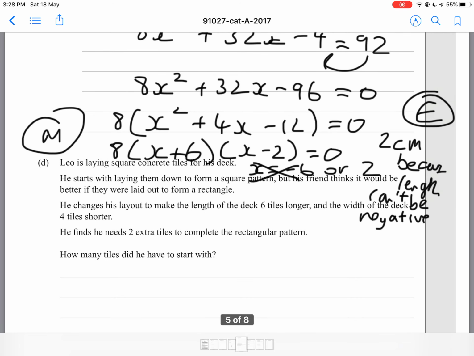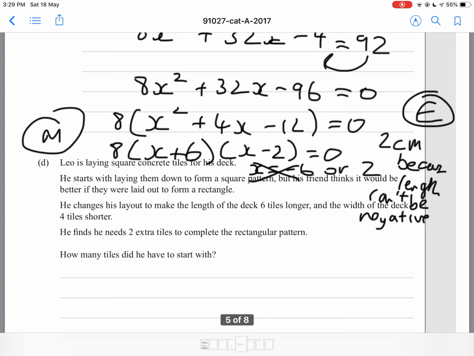Alright, next question. Leo is laying square concrete tiles for his deck. He starts laying them down to form a square pattern, but his friend thinks it would be better if they were laid out to form a rectangle. He changes his layout to make the length of the deck 6 tiles longer than the width of the deck, 4 tiles shorter, okay? He finds that he needs 2 extra tiles to complete the rectangular pattern. How many tiles did he start with?